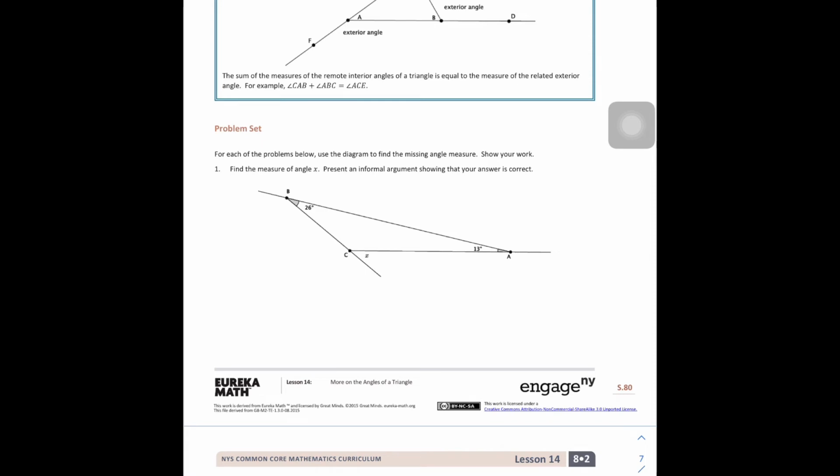So here you can see that we have the outside angle measurements, and we are looking for angle X, which means all we have to do is add the two that we know. So we are going to take 26 and add 13. 6 and 3 is 9. 2 and 1 make 3. So X is 39 degrees. Pause if needed to copy the necessary information.